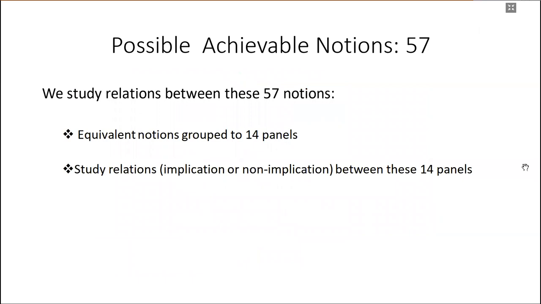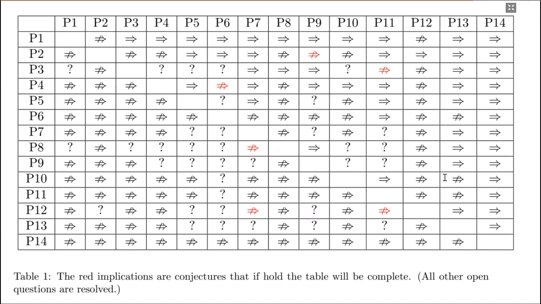So we studied these 57 possible notions, and we grouped the equivalent notions together, resulting in 14 classes. These 14 classes consist of notions that are equivalent. And we studied relations between these 14 classes, so the implications and non-implications between them. This is a table of our results. There are some slots that have a question mark. Also, there are some red non-implications. The question marks are the open questions. And the red non-implications are conjectures.